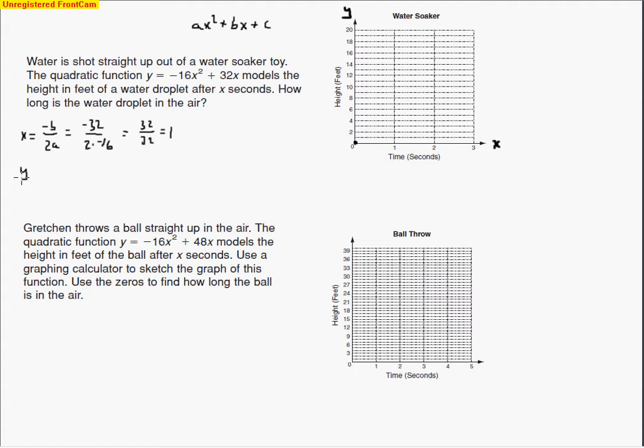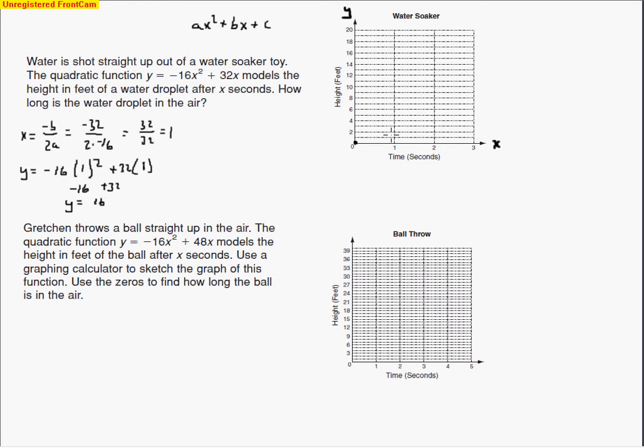So the vertex is, when we substitute the x component of the vertex back into the equation, it will give us our y value. So we have negative 16 times 1 squared plus 32 times 1. You'll notice the same thing we had seen many times before. 1 squared makes 1, times negative 16 makes negative 16. Here we have 32. So you see how these two are opposite in sign? One's double the other. So in this case, we end up with y at 16.